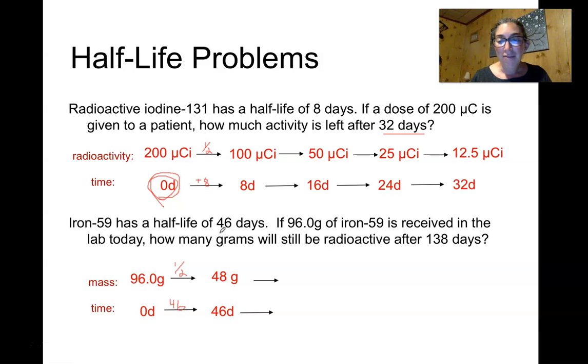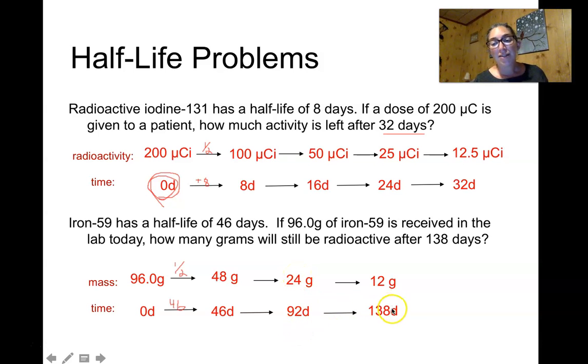So we go another half-life because we're trying to get to 138 days. So add 46 again, we're at 92 days now. And there's half of 48 left, 24. And then we add 46 again, now we're at 138 days. Half of 24 is 12, so 12 grams of that 96 grams is still radioactive.